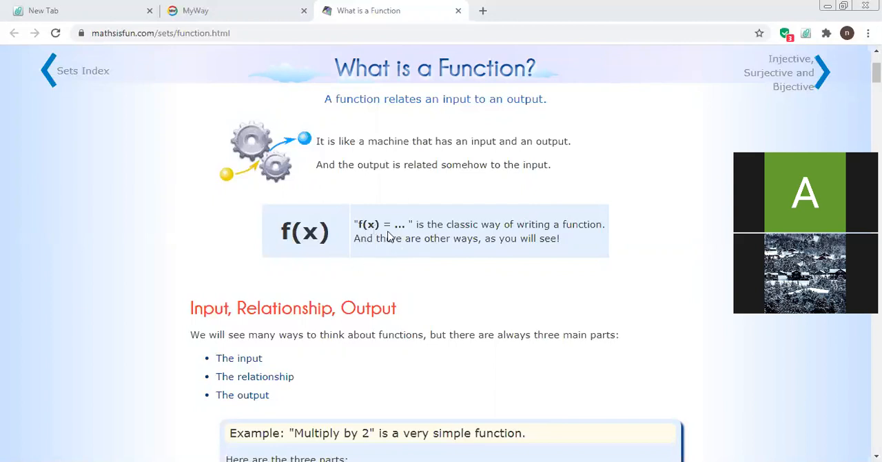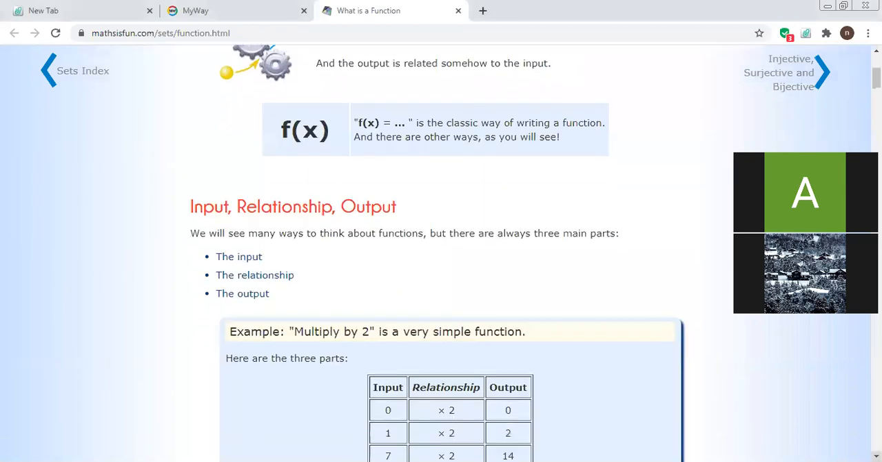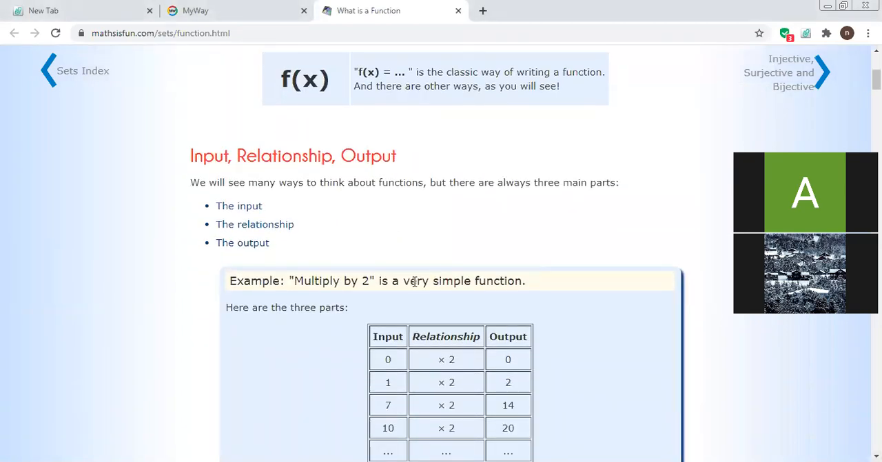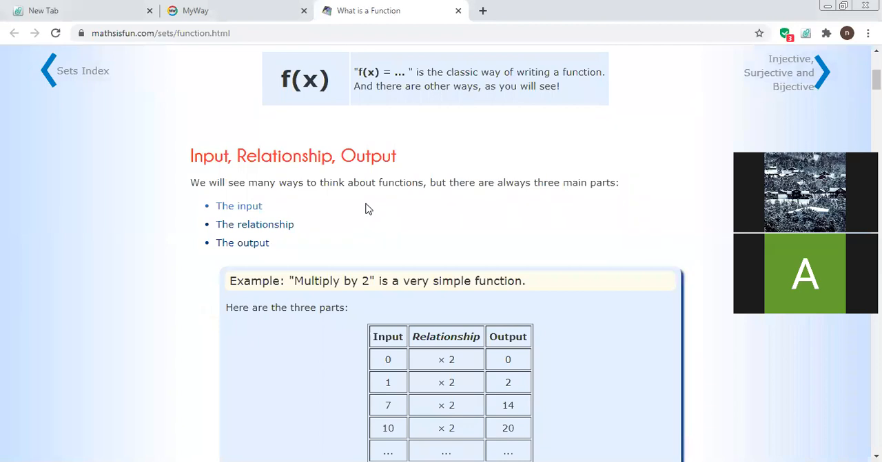So function of x, class, don't discuss anything, listen to me carefully. f of x is equal to dash dash is the classic way of writing a function, and there are two ways, as you will see. Class, you can see that here we have input, relationship, output. We will see many ways to think about functions. There are three main parts: input, relationship, output.